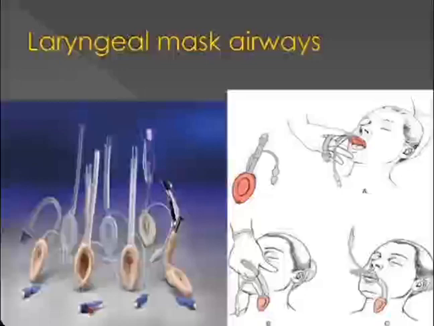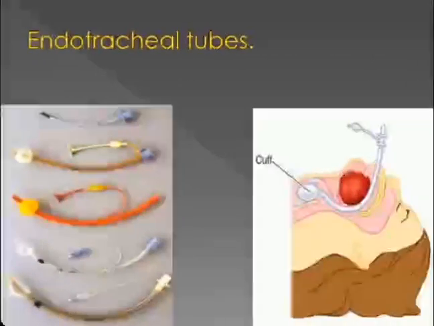Mouth to mouth barrier devices: mask and shield. Airways, like nasal and oral, we can use all these instruments. Laryngeal mask airways, endotracheal tubes.